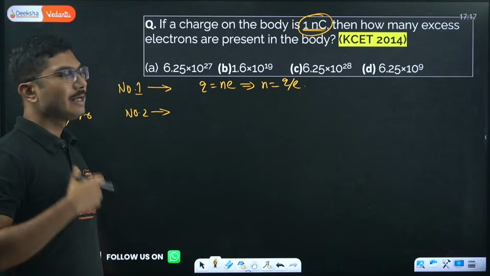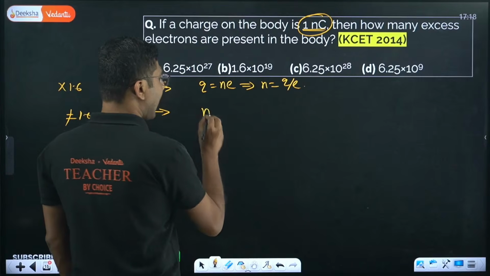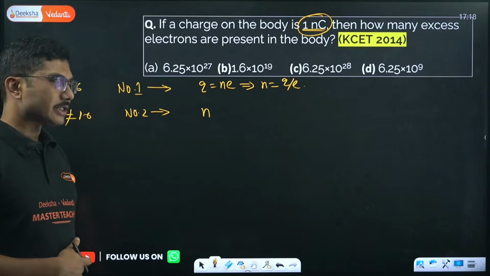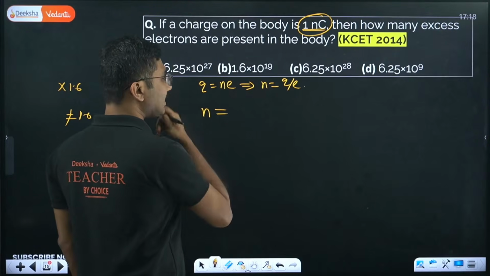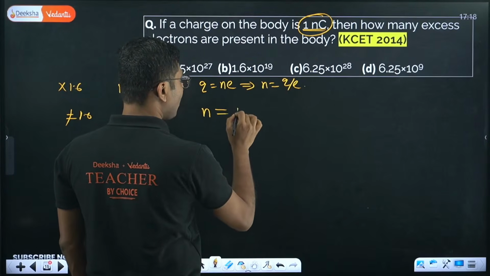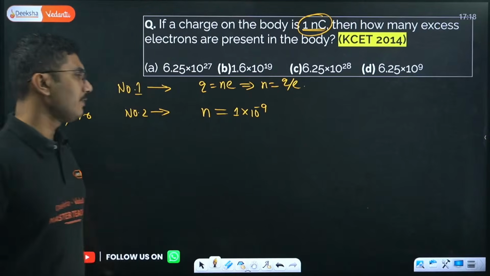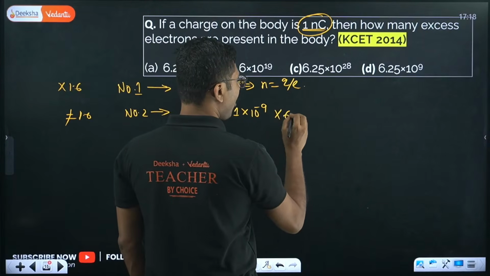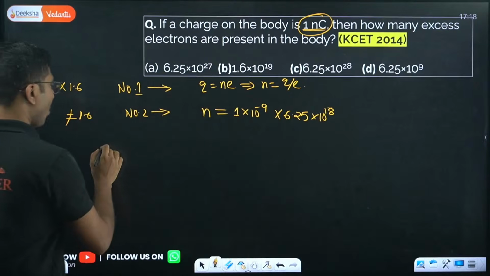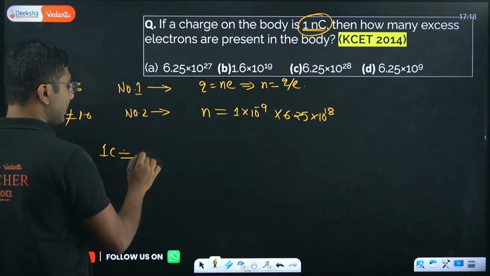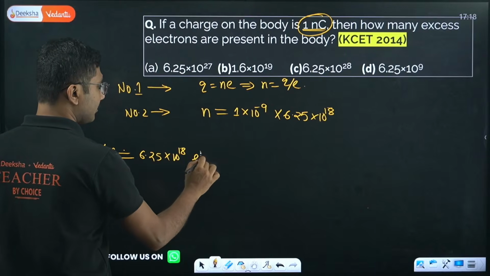In those cases, method number 2 becomes very handy, where you directly calculate the number of charged particles. It is given by, first, the charge itself. 1 nanocoulomb means 10^-9. The charge itself multiplied by 6.25 × 10^18. Basically, remember, 1 coulomb of charge is 6.25 × 10^18 electrons.